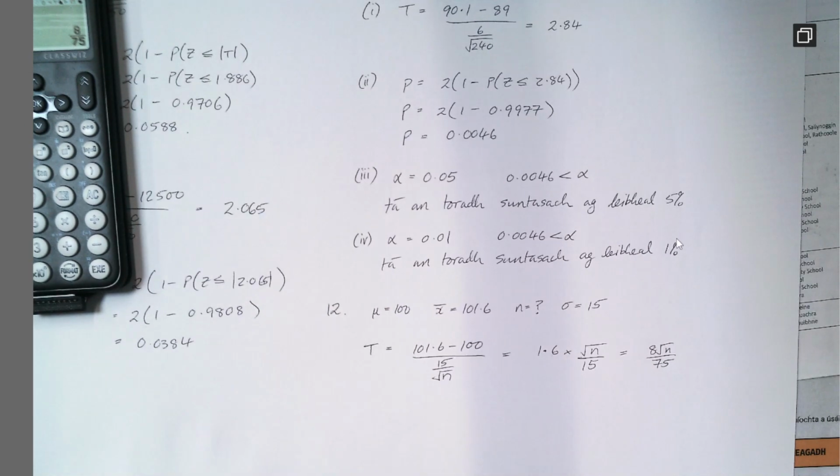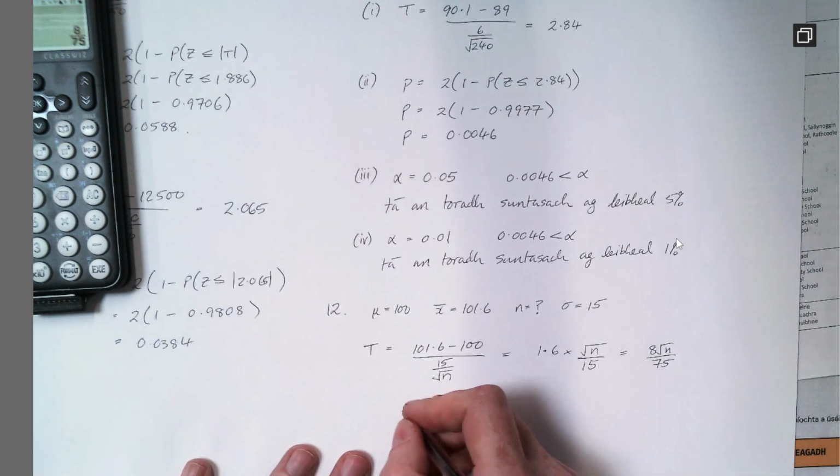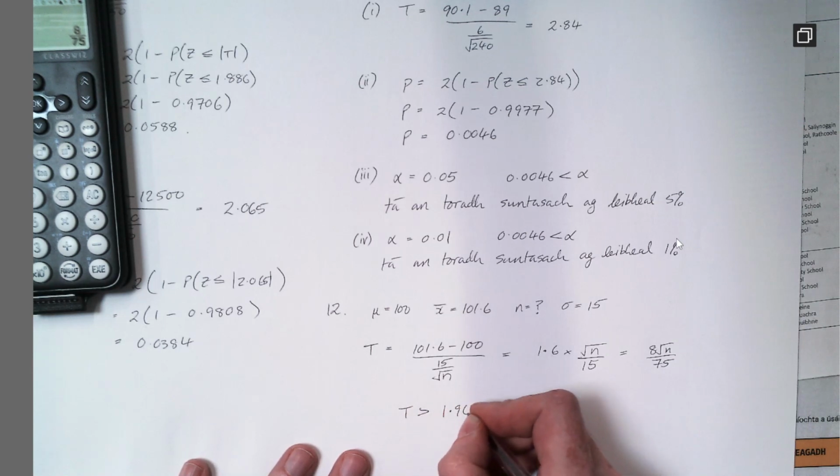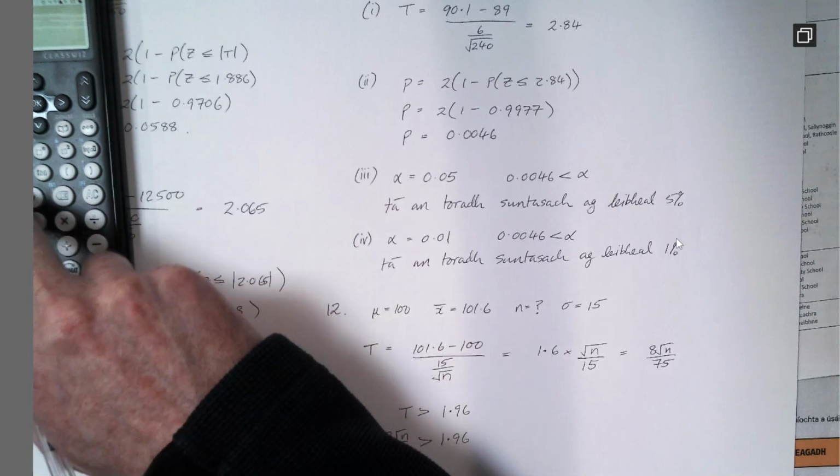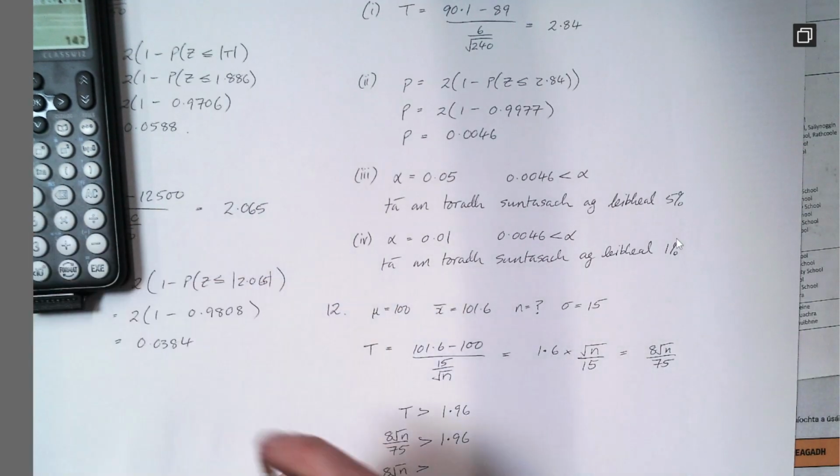Now to my question, at a 5% level of significance, what is the least number of children tested? The critical value is 1.96, so the test statistic must be bigger than 1.96. So 1.6 divided by 15 times the square root of n must be greater than 1.96, so the square root of n must be greater than 1.96 times 15 over 1.6.